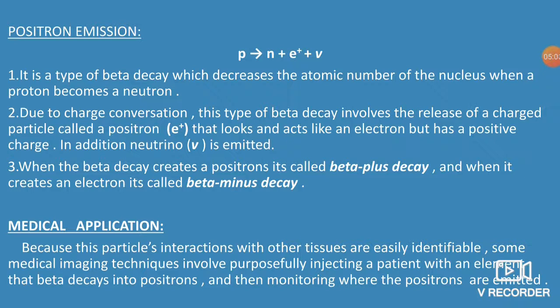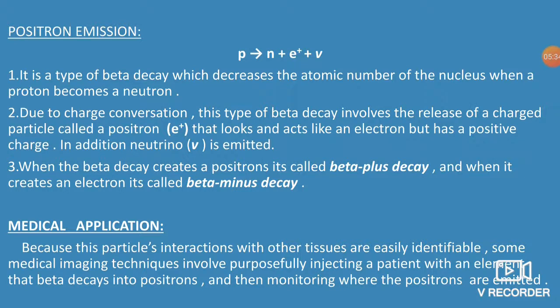this type of beta decay involves the release of a charged particle called a positron, which is e plus. Electron, if you say, it is e minus; positron is e plus. So it looks and acts like an electron only, but it has a positive charge. That's all. And in addition to it, here a neutrino is also released. That is, another particle is released. So in that beta decay, an antineutrino is released. Here in positron emission, a neutrino is released.